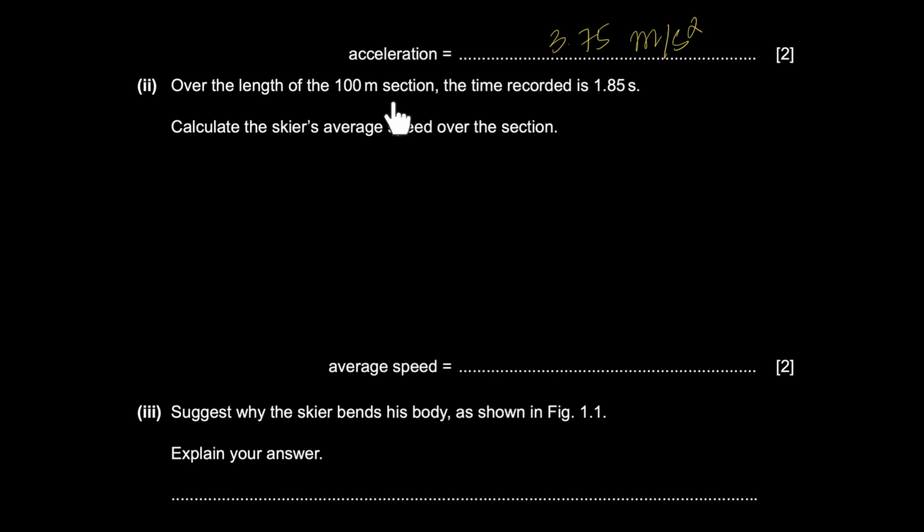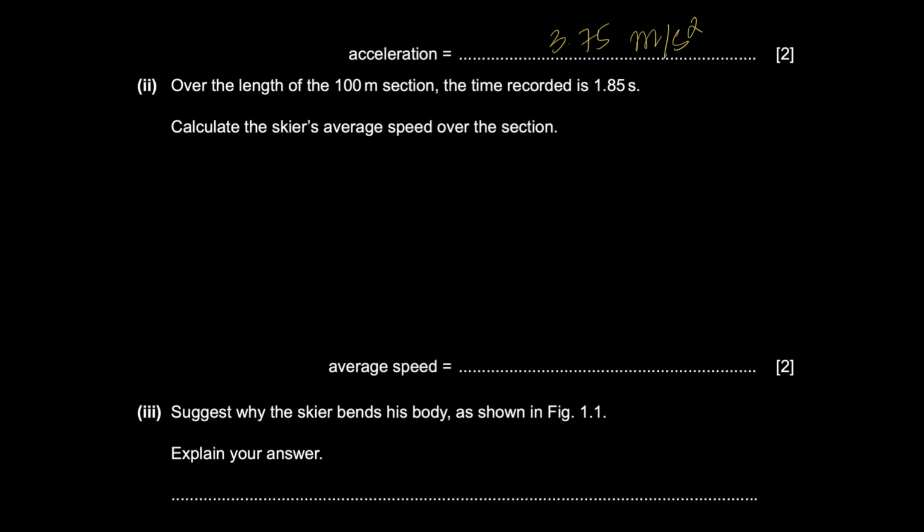Over the length of the 100-meter section, the time recorded is 1.85. So he goes through it. Sure, he's still accelerating, so we don't know what's going on. So in those 100 meters, he takes 1.85 seconds to cross. So calculate the skier's average speed over this section.